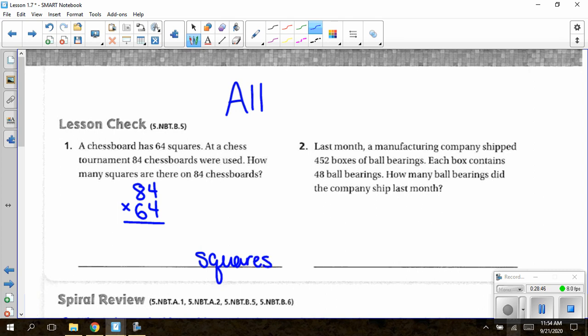For question number 2, it says, last month a manufacturing company shipped 452 boxes of ball bearings. Each box contains 48 ball bearings. How many ball bearings did the company ship last month? So we do know that we are taking our 452 times 48. And that will give us our number of bearings.